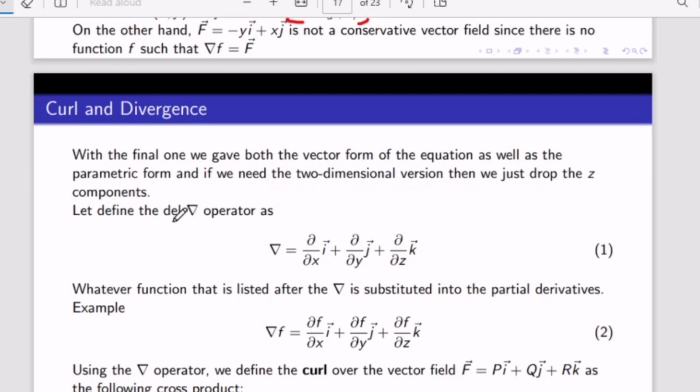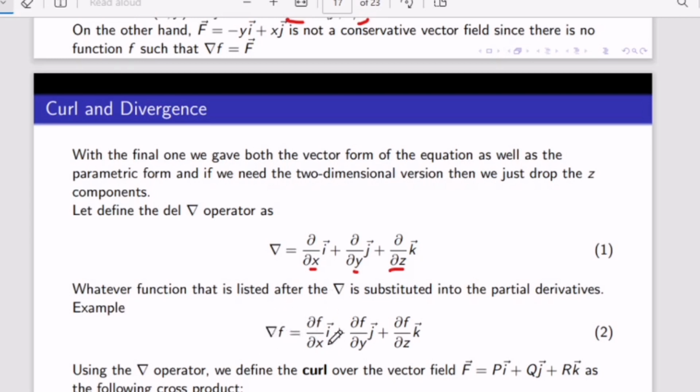So in this case, the del operator has this: the partial derivative with respect to x, the partial derivative with respect to y, the partial derivative with respect to z, and you know it's i, j, k because it's a vector field. Whatever function is listed after the del is substituted into the partial derivative. So there it is.